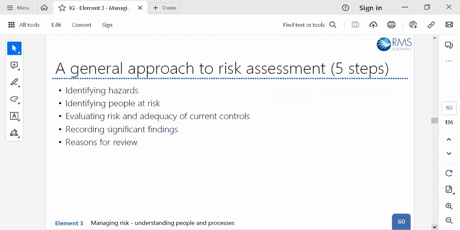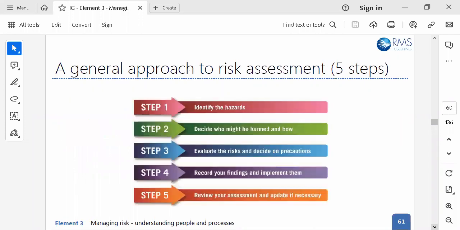Then a general approach to risk assessment, 5 steps. The first step is identify the hazards. The second, identify people at risk. The third, evaluating risk and adequacy of current controls. Then recording significant findings and reasons for review, that is why we will review the risk assessment. So the 5-step approach is: step 1, identify the hazards; step 2, decide who might be harmed and how; step 3, evaluate the risk and decide on precautions; step 4, record your findings and implement them; and step 5, review your assessment and update as necessary.